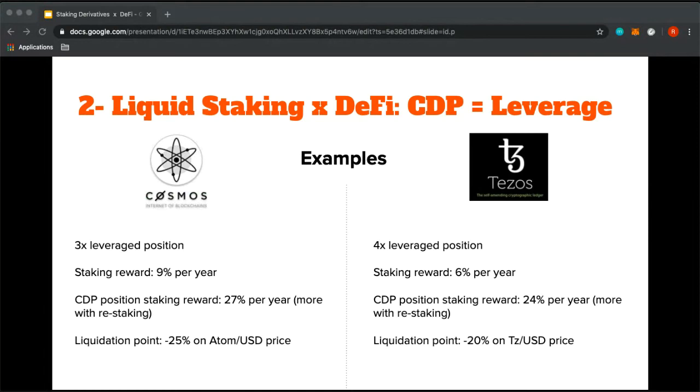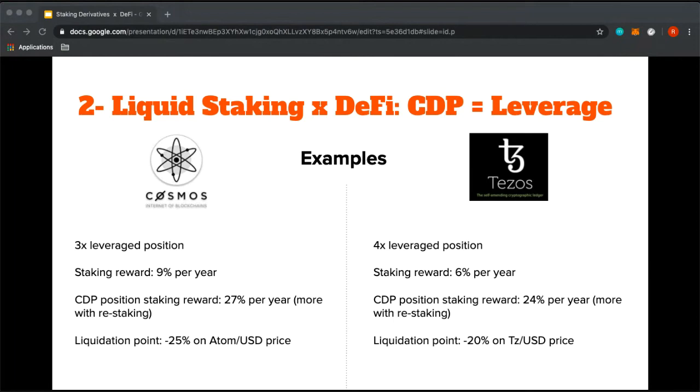the Atom USD price. So this type of strategy is risky, but at the same time it gives a bigger staking reward. The leverage position gives its holder exposure to the underlying asset, which is the Atom. So if the price of Atom goes up, the position is going to make 3 times as much money. And at the same time, there is a reward that is 3 times as big as the regular reward. So this can be a very interesting type of product to build and to use.